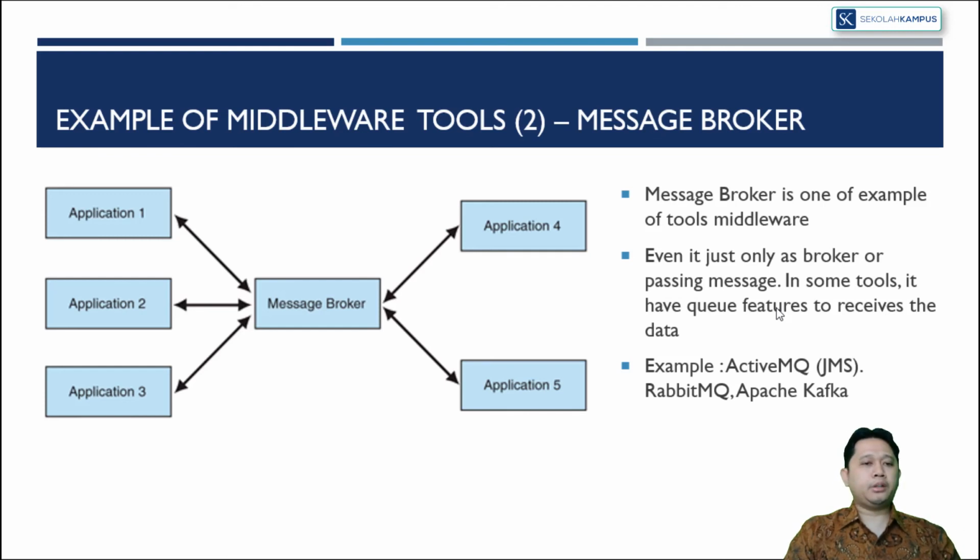Okay, continuing with examples of middleware tools, we have the message broker. As you can see by the name, the function is only passing messages. For example, there are applications 1 to 3, and they want to pass a message to application 4. The message broker is only for passing messages, but in some tools they also have a message queue feature. Examples of message brokers are ActiveMQ or JMS, RabbitMQ, or Apache Kafka. Maybe in the next step we can discuss some of these tools.